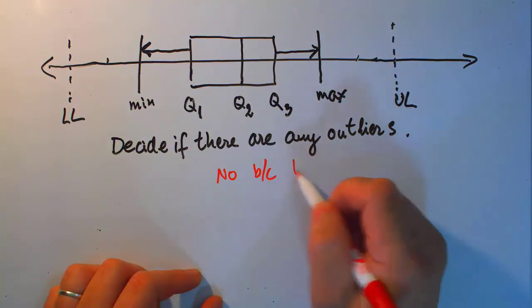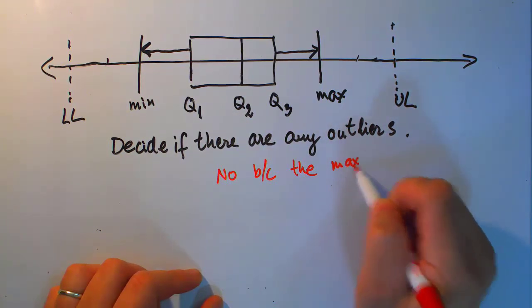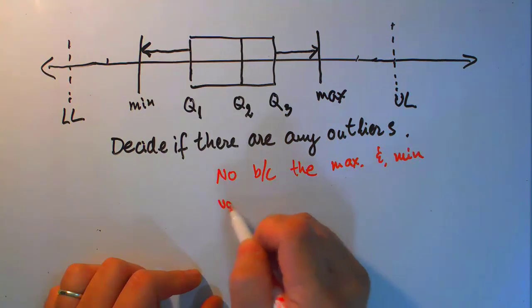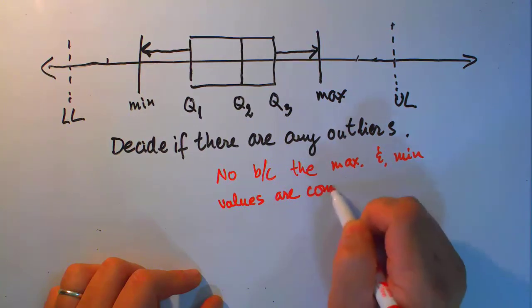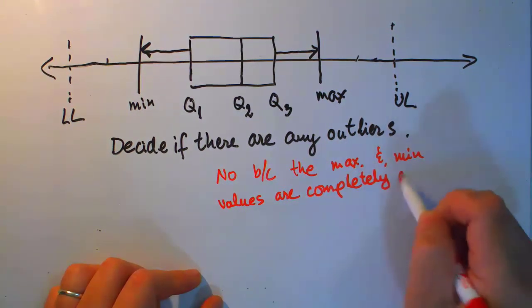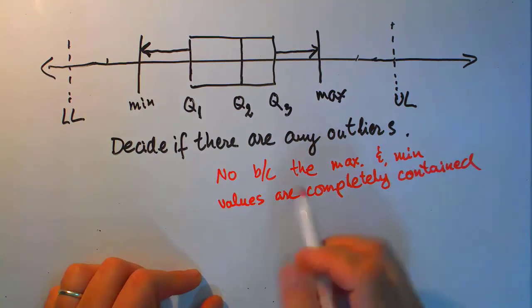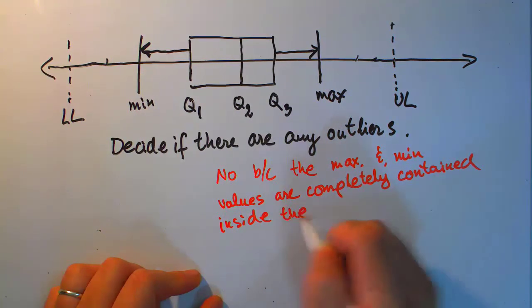because the maximum and minimum values are completely contained inside the limits.